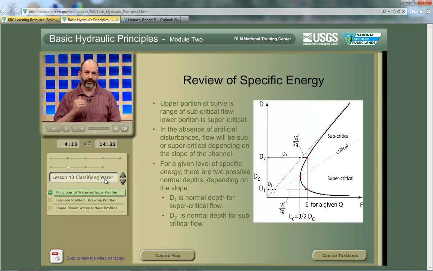The upper portion of the curve is the range of subcritical flow, and the lower portion of the curve is supercritical. In the absence of any artificial disturbances, flow will be subcritical or supercritical depending on the slope of the channel. And for a given level of specific energy, there are two possible normal depths depending on the slope. In the graph in front of you, D1 is the normal depth for supercritical flow, and D2 is the normal depth for subcritical flow.